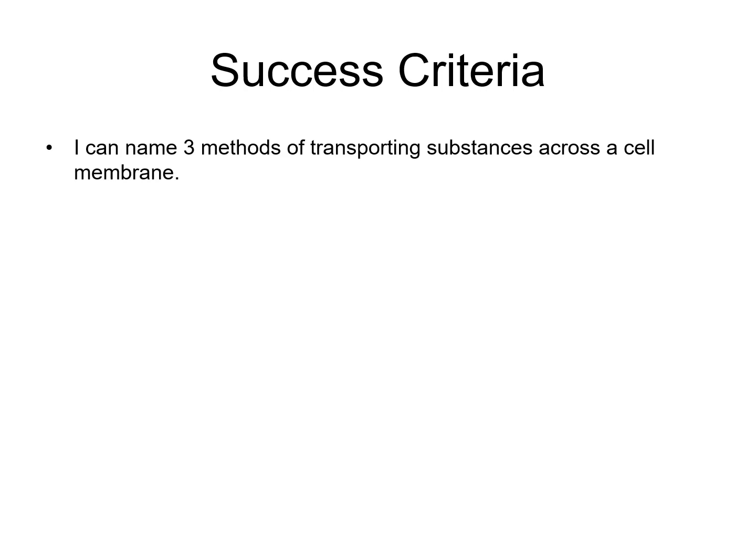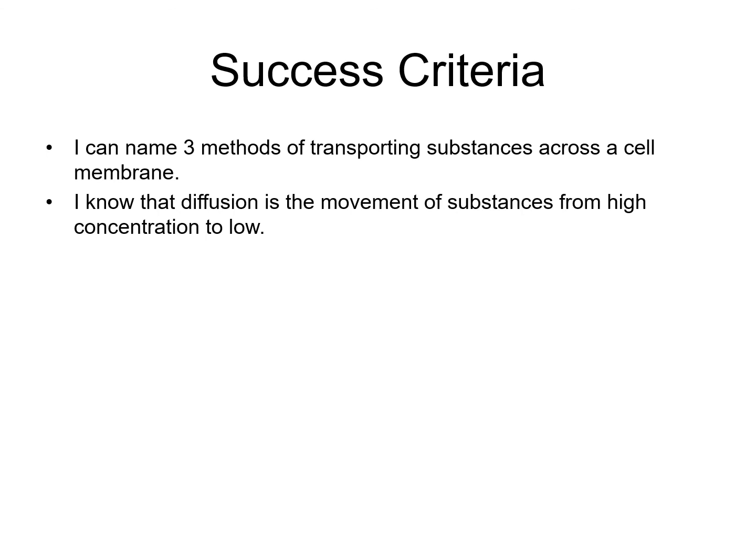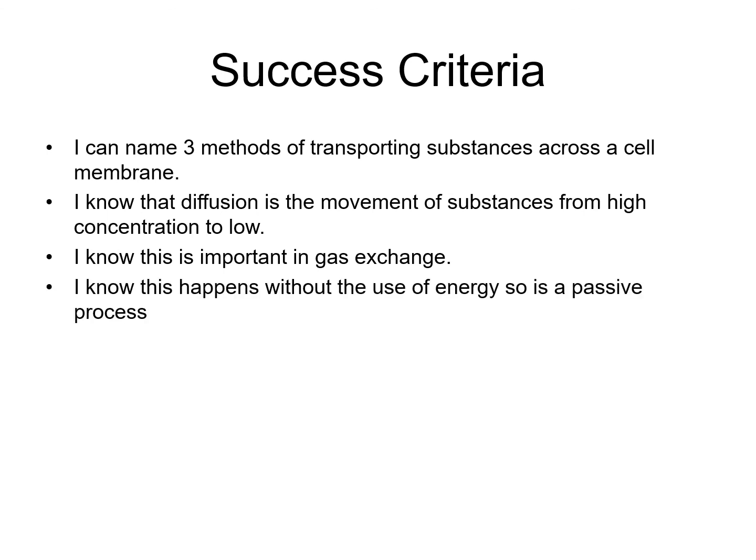So to make sure that you're successful, you need to be able to name the three methods of transporting substances across a cell membrane. So if you can't remember, that's diffusion, active transport, and osmosis. You need to know that diffusion is the movement of substances or molecules from a high concentration to a low concentration down a concentration gradient. You need to know that it's important in gas exchange. You need to know that it happens without using energy, so it's a passive process. So if you have managed to know all of that, well done, and that is the end of the video.